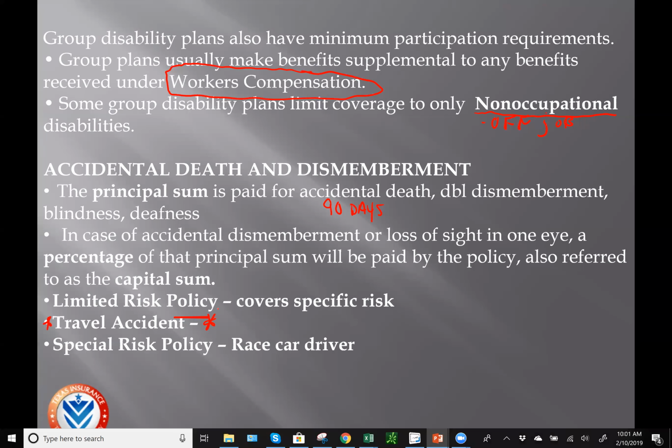Then there are special risk policies. So let's say you're a race car driver or a bungee jumper. It would cover just that special risk.